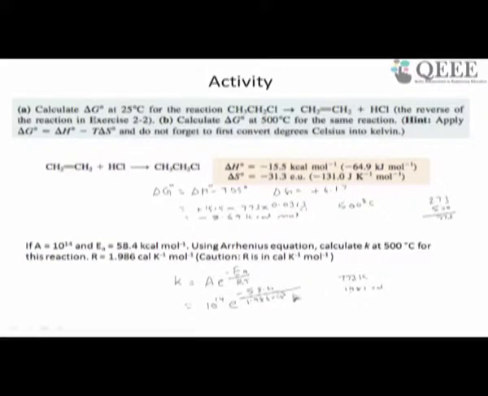and the temperature is 773 Kelvin. So just to save time, if you substitute all these values, you will basically get 3.03 into 10 power minus 3 per second. So this is the rate at 500 degrees. So this is a definite rate, so this reaction can occur at this 500 degree Celsius.